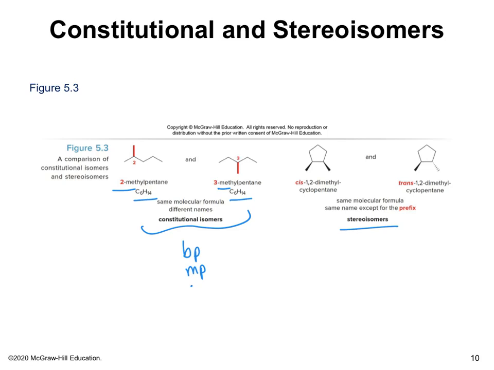Here, these are stereoisomers. They're both 1,2-dimethylcyclopentane, but one's cis because both of those methyl groups are on the same side of the ring. And then these are trans because they're on opposite sides of the ring. These are diastereomers.